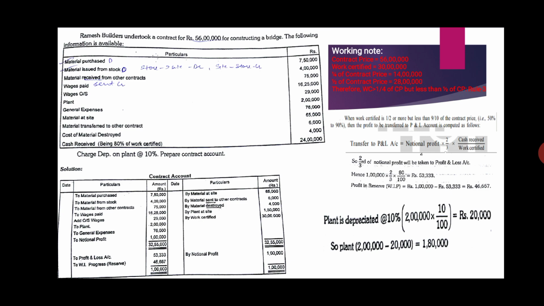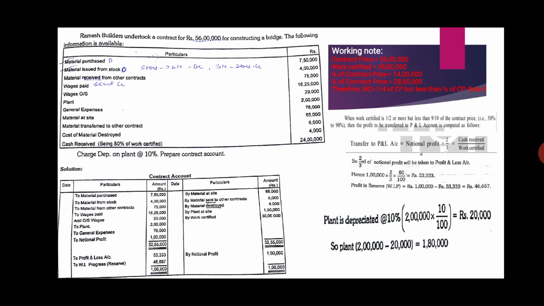Question number 1. Ramesh Builders undertook a contract for rupees 56 lakh for constructing a bridge. So what is the contract? Construction of a bridge. For how much contract price? Rupees 56 lakh. The following information is available. Now these are certain expenses given to you, like material purchased, issued from stock, received from other contracts. Simultaneously we are going to identify which will be posted to the debit side of the contract account and which to the credit side of the contract account.